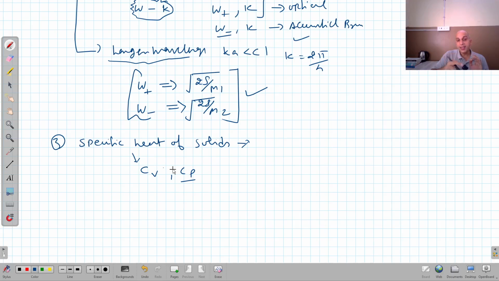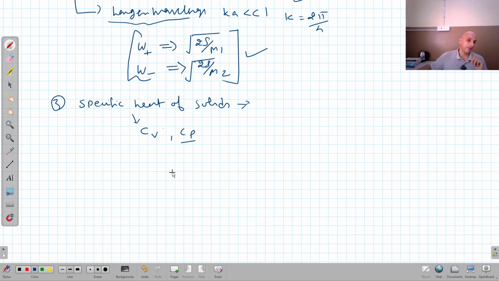Now we have three different theories. The first one is the classical theory. That was given by Dulong and Petit, and it was known as Dulong-Petit's law, right? According to this theory, the specific heat of the solid is always constant, right?